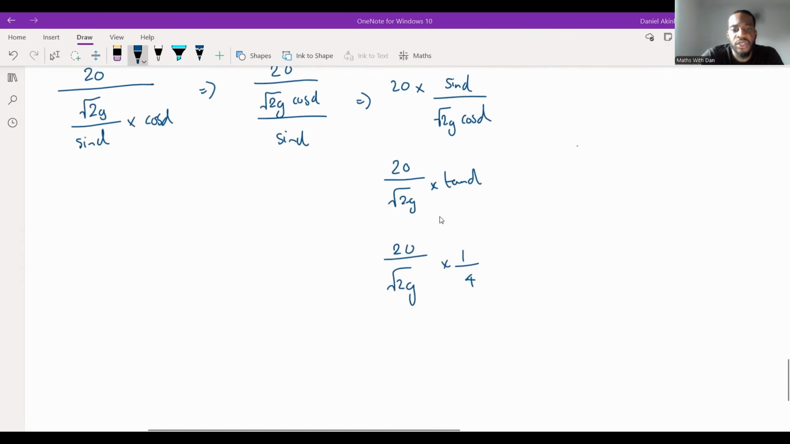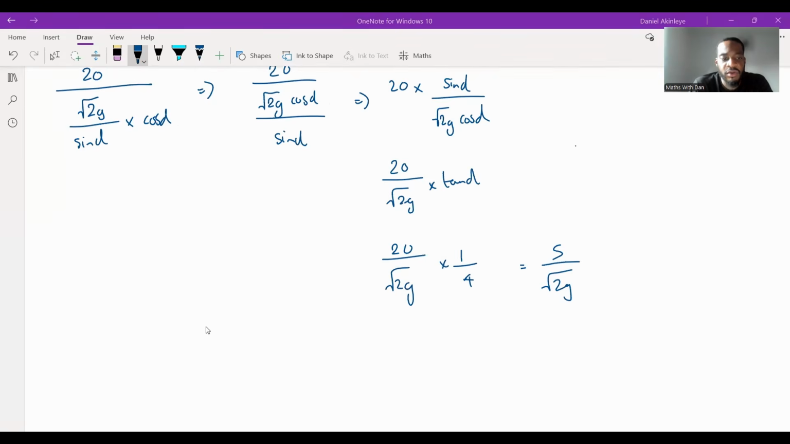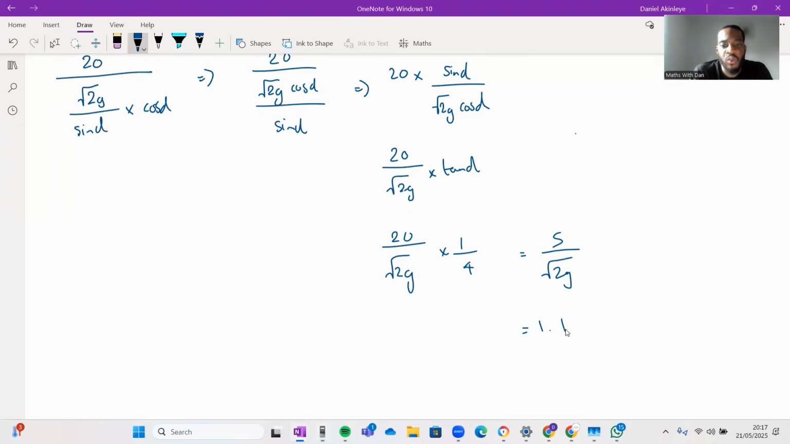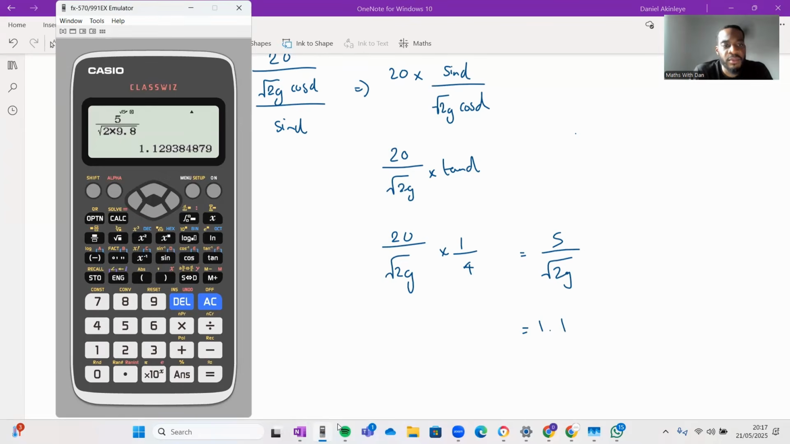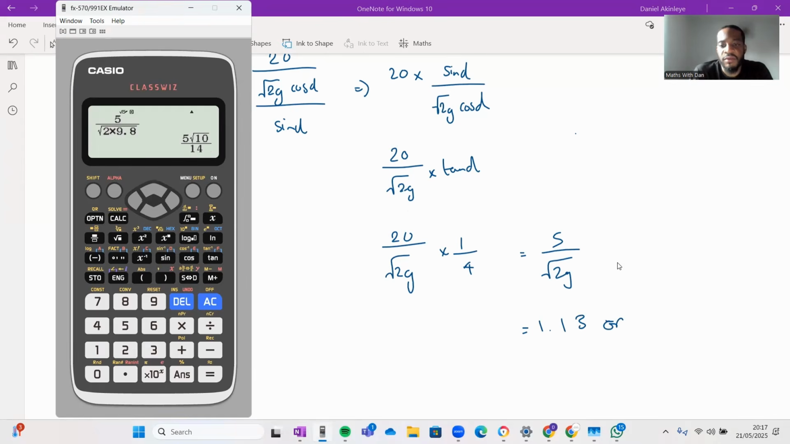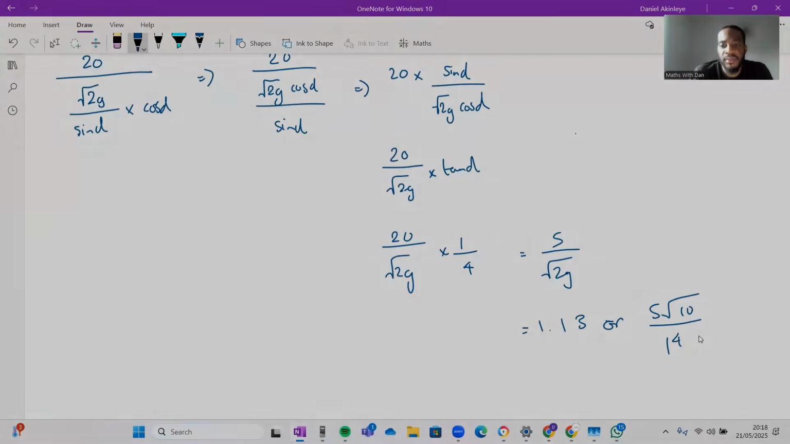So that is just going to be 20 divided by 4 is 5. That's just 5 over root 2g, isn't it? So I'll plug that in and see what we get. 5 over root 2g, which is that there, which is 1.13. Or what was that rationalized? 5 root 10 over 14. That's it.